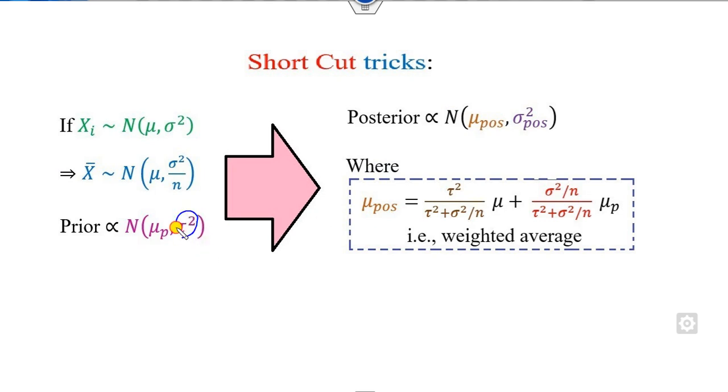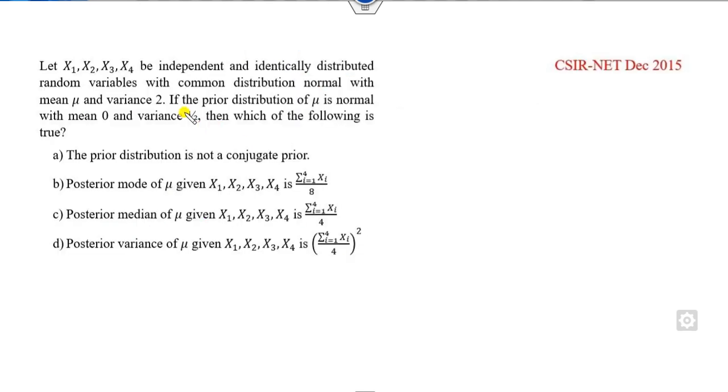Then you can find the posterior mean, which is nothing but the weighted average: tau square divided by the sum of the variances, multiplied by x bar, plus the other weight multiplied by mu of p. What is the variance of this? The variance is nothing but this factor multiplied by tau square. So based on this we can solve this example.